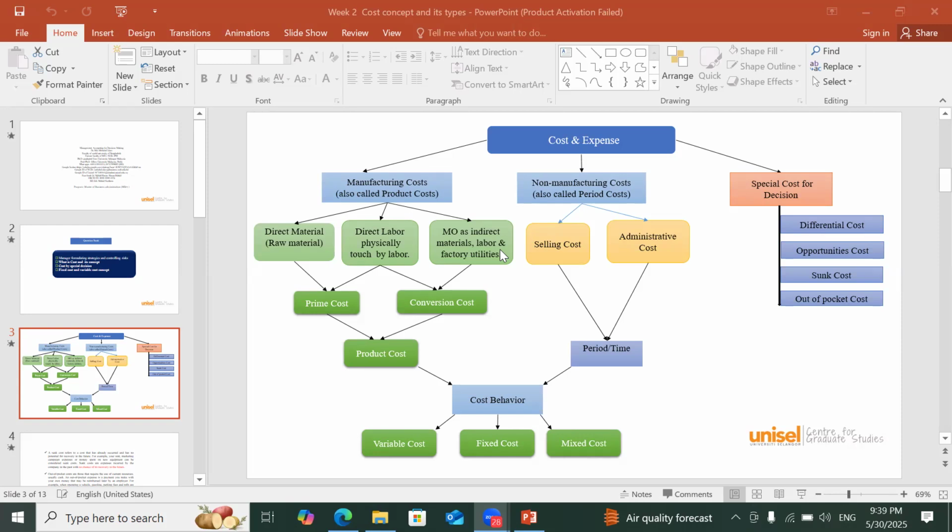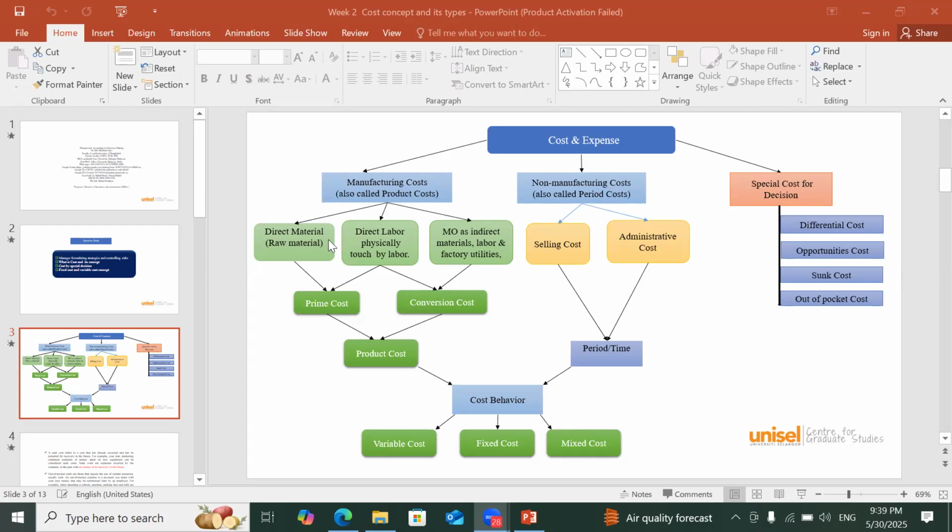And indirect labor indirectly supports producing a product. Say, for example, to maintain the production, industrial product, night guard, security guard, accountant, line manager, supervisor, are considered as indirect labor.